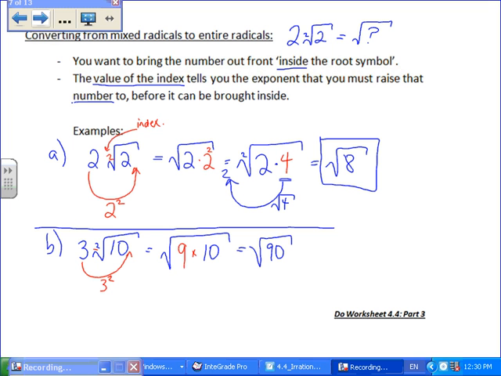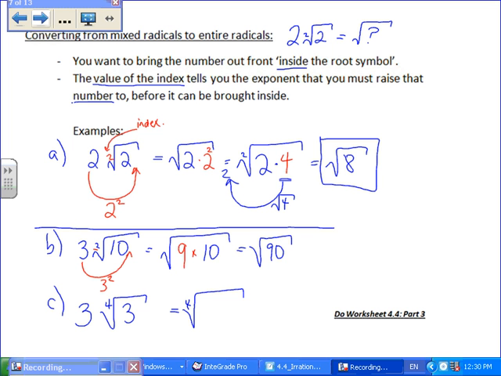Perfect. Let's do another one. Let's do something that's not a square root. Let's do this one here. Let's do 3 times the 4th root of 3. I want to write this as an entire radical, which means I want everything to be inside the root symbol. And I want to make sure I remember this is the 4th root. So I need to put that index of 4 there.